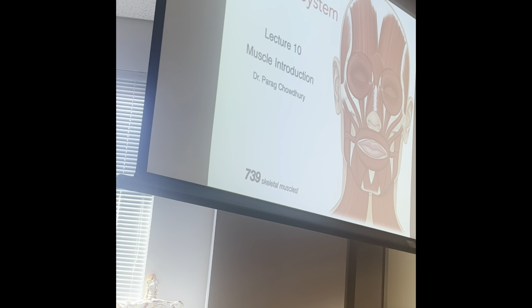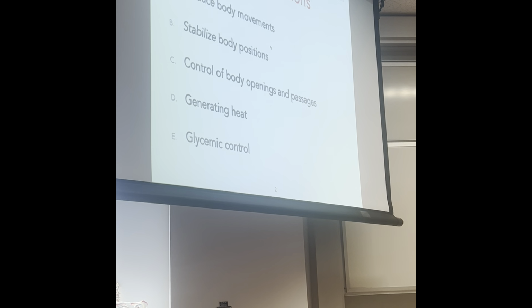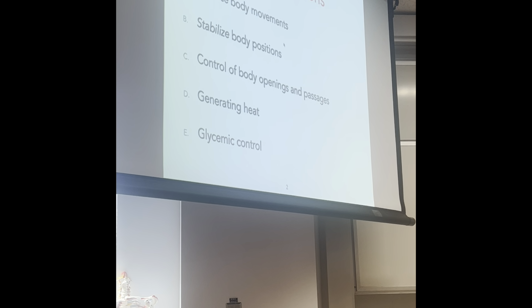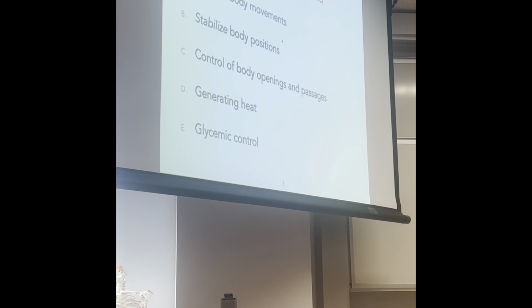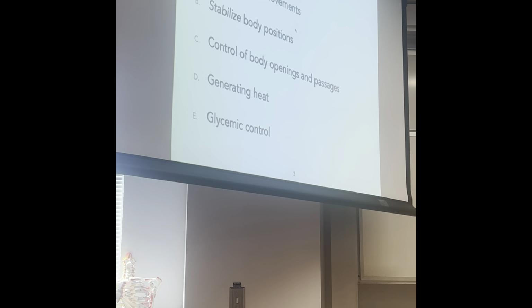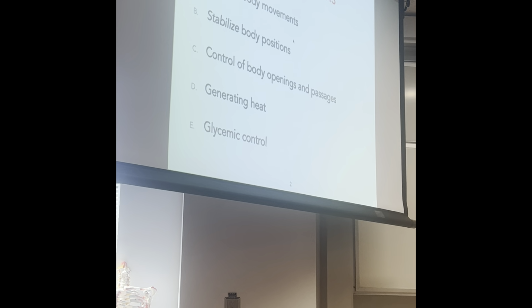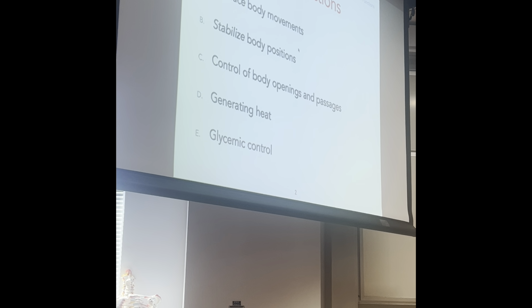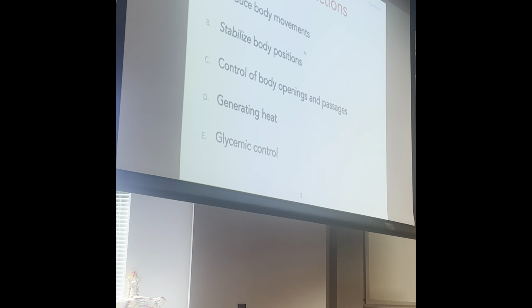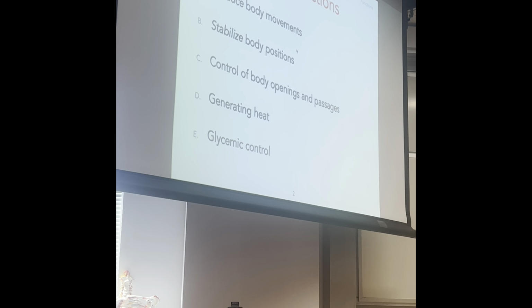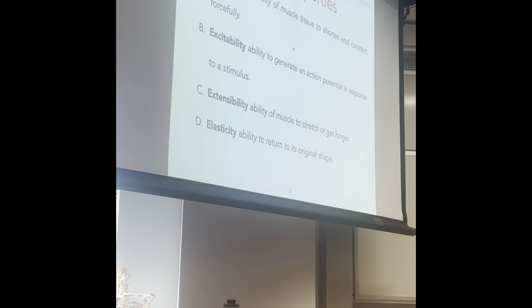Okay. Things to know from lecture 1. Make sure you know all of these functions. All 5 of these functions. Muscles produce body movement, they stabilize body positions, control body openings and passages, they generate heat, so they're involved in thermoregulation, and they're involved in glycemic control. Remember that muscles contain a lot of glucose or glycogen, that's sugar, that they can release when it's needed.